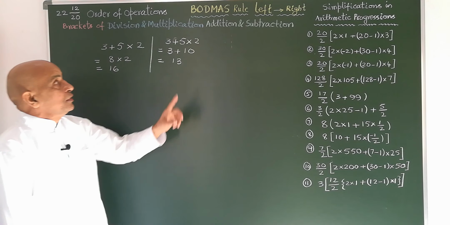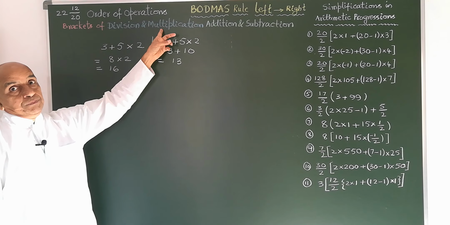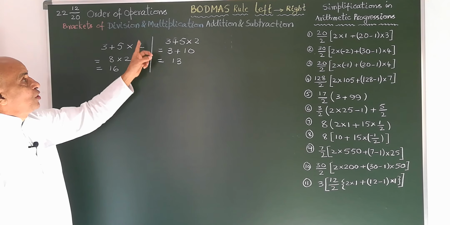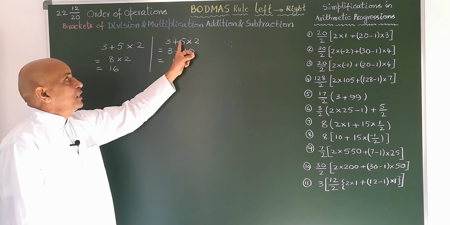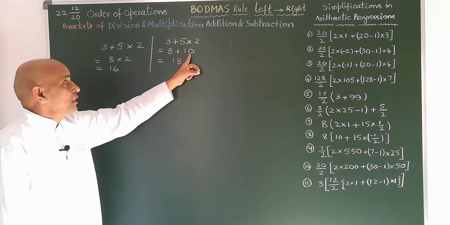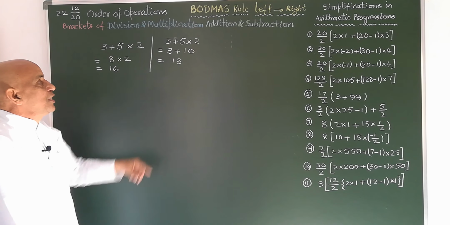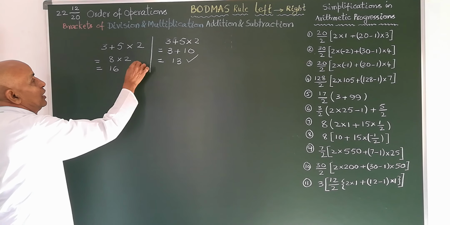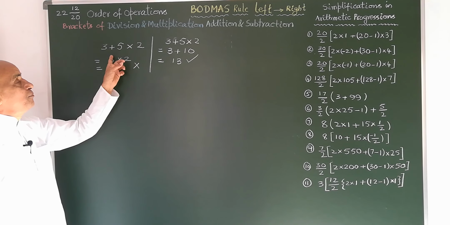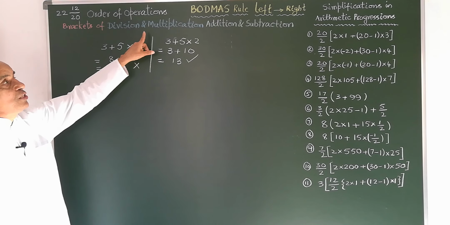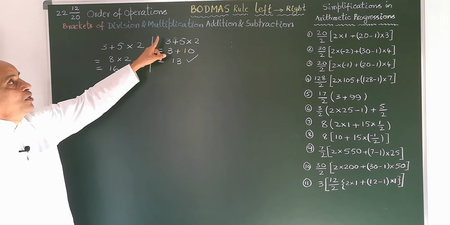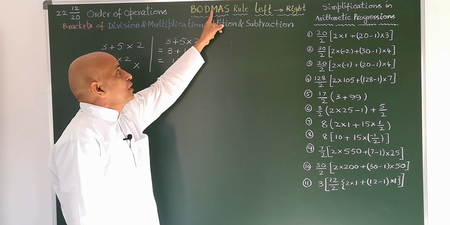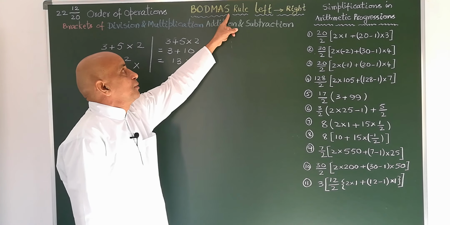Multiplication, addition. Multiplication comes first. After that, addition. So in this order, first we have to do the multiplication, that is 5 into 2 is 10, plus 3 is 13. So this is the right answer and this is the wrong answer. Addition comes after multiplication. That is why it is very essential to remember this rule. Brackets, of, division, multiplication, addition and subtraction.